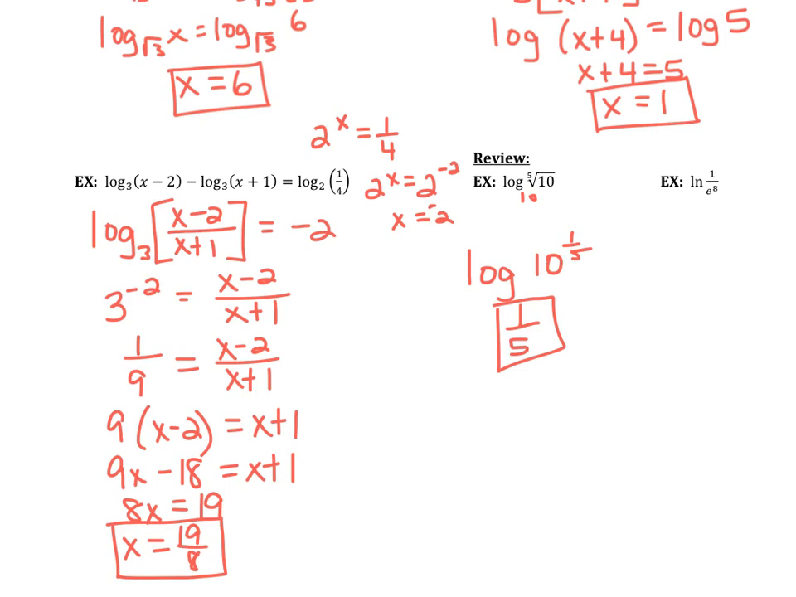All right, in our next example, we have a natural log of 1 divided by e to the 8th. So we could rewrite that as natural log of e to the -8. And for natural logarithms, we have an implied base e right here. So if the base for the logarithm matches the base for the exponent, the answer will be the exponent, in this case, -8.